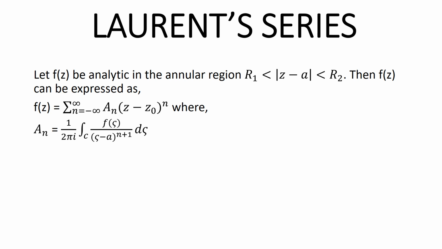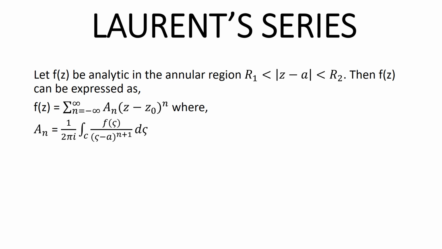Statement of Laurent series. Let f of z be analytic in the annular region R1 less than modulus of z minus a less than R2, then f of z can be expressed as f of z equal to summation n varies from minus infinity to plus infinity a_n into (z minus z naught) power n, where a_n equal to 1 by 2 pi i integral over C f of zeta by (zeta minus a) power n plus 1.